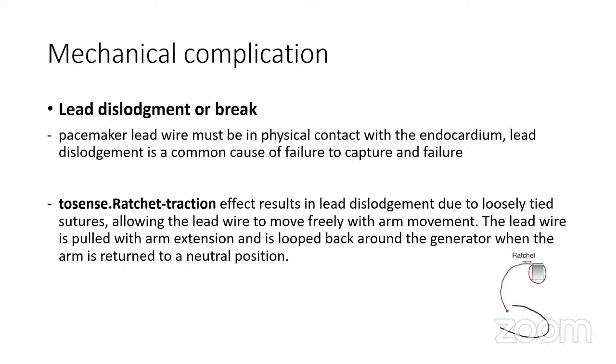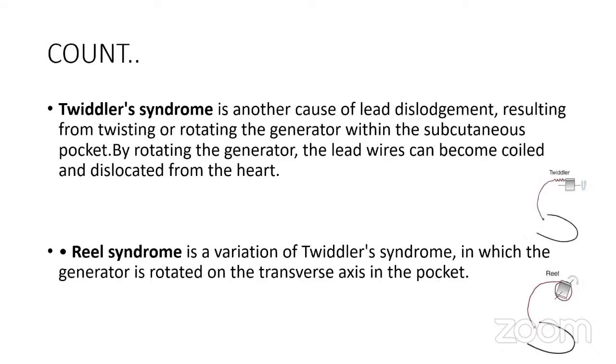Now moving to lead dislodgement or break. The pacemaker lead wire must be in physical contact with the endocardium. Lead dislodgement is a common cause of failure to capture and failure to sense. So we have the Reel syndrome and ratchet traction effect resulting in lead dislodgement, with a loosely tied suture allowing the lead wire to move freely with arm movement. The lead wire is pulled with arm extension, and it loops back around the generator when the arm is returned to the natural position.